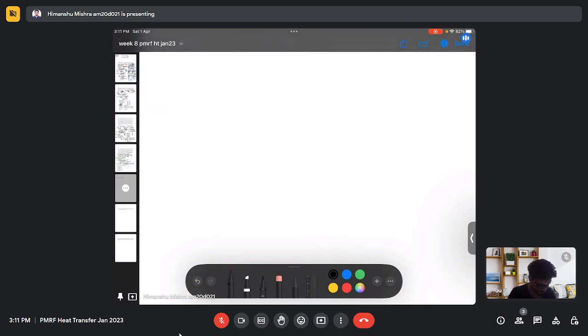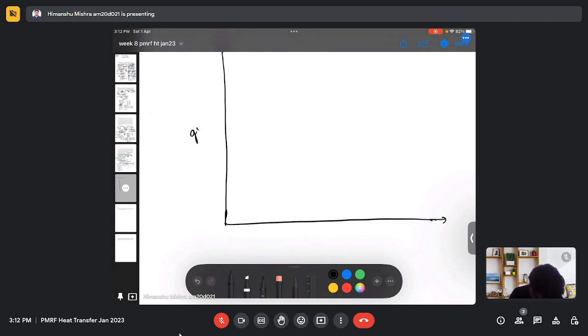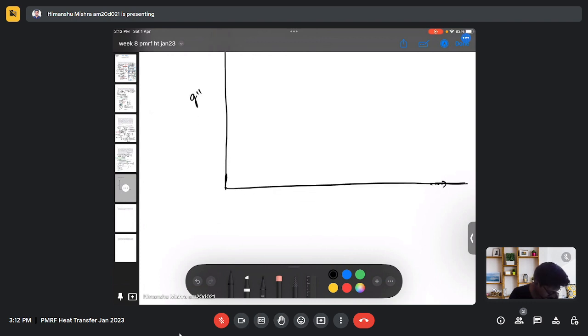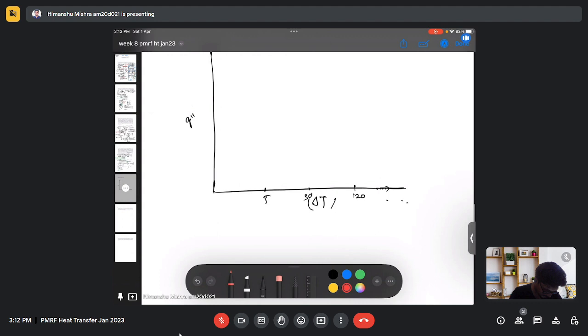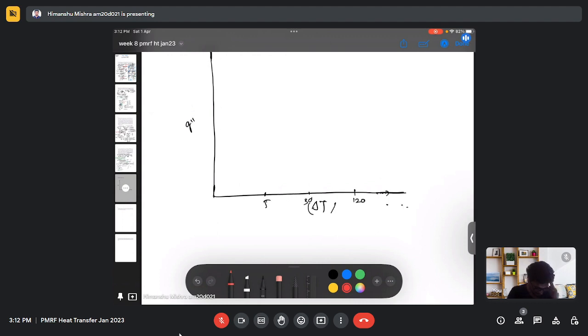In heat transfer, we have a boiling curve which is made in a heat flux and temperature plane. So my y-axis is heat flux and my x-axis is temperature difference. Let's say 5, 30 and 120, and so on. In boiling, we start with increasing the temperature difference.